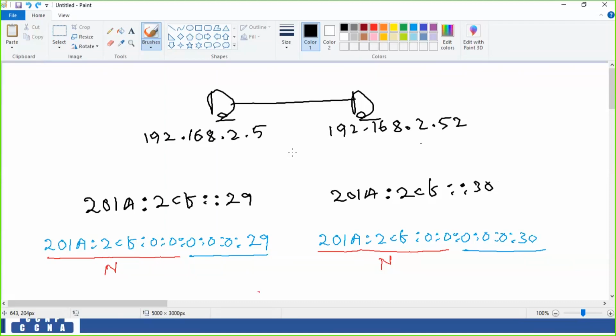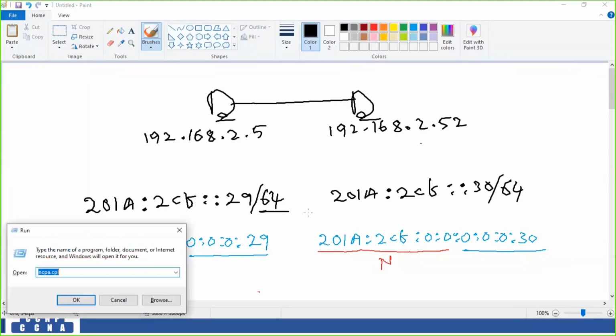Similarly in the IPv6 case, how can a device understand the network portion and host portion? In IPv6 also a subnet mask is required, but in IPv6 terminology we call it the subnet prefix length. So what is the network bit length in IPv6? 64 bits. You can indicate it as /64. This /64 is similar to the subnet mask of an IPv4 address. In IPv6 we call it the subnet prefix length.